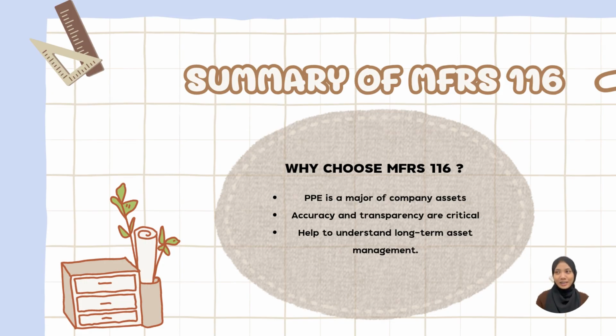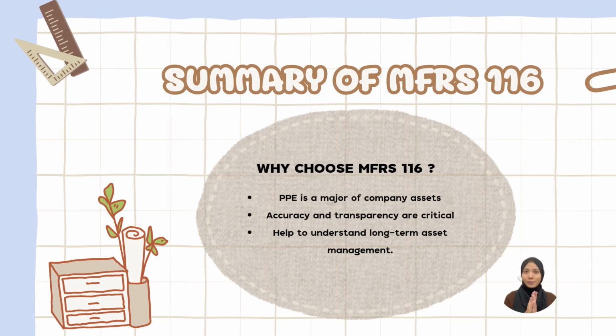Why we choose MFRS 116? So we choose this standard because PPE makes up a large portion of companies' assets. This means that any mistake in recognition, measurement, and depreciation can affect the entire financial statement. MFRS 116 also helps us to understand how companies manage their long-term assets in a transparent and accurate way. Since it is aligned with international standard, it ensures that Malaysian businesses follow global best practices.